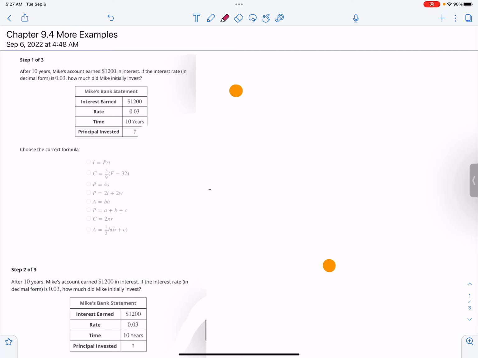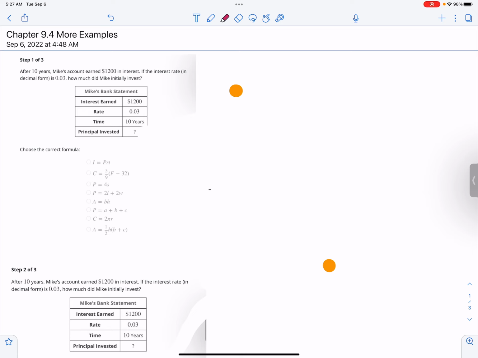Hey guys, so in this video I'm going to go through a couple more examples from the homework in chapter 9.4. So the first problem, we have after 10 years, Mike's account earned $1,200 in interest. If the interest rate in decimal form is 0.03, how much did Mike initially invest? And so this is just one that I copied straight out of your homework.